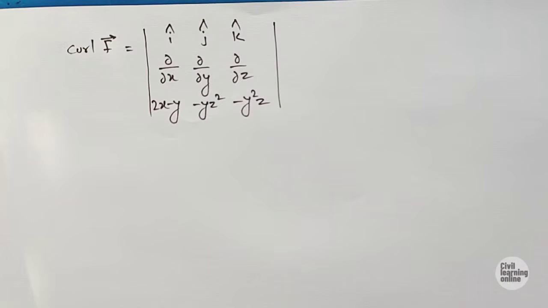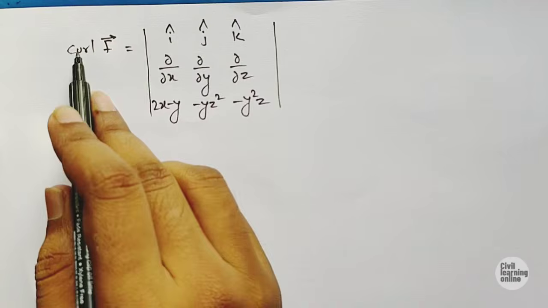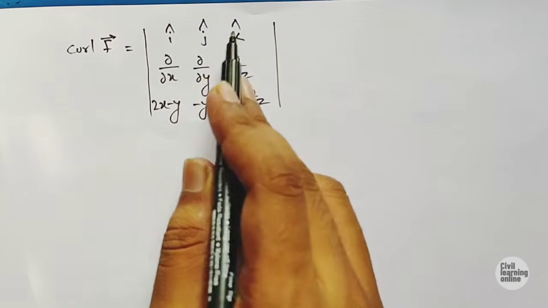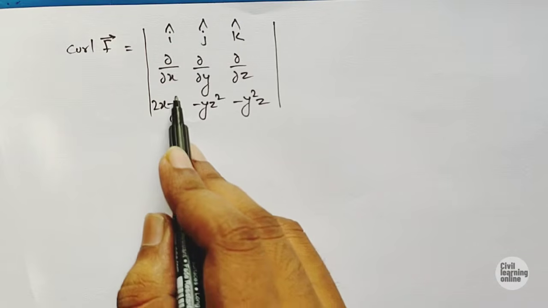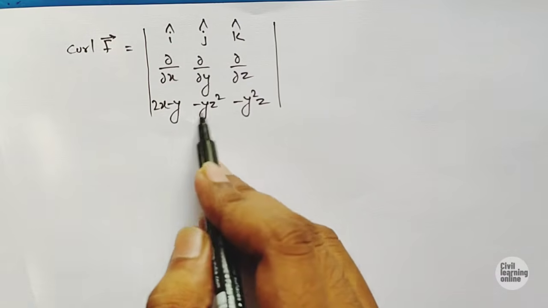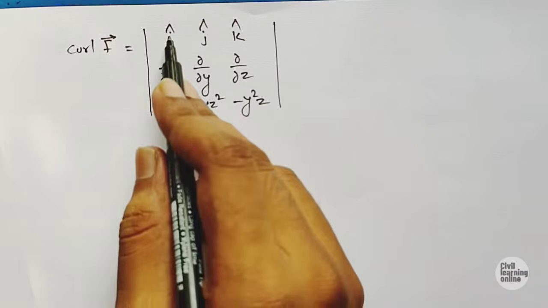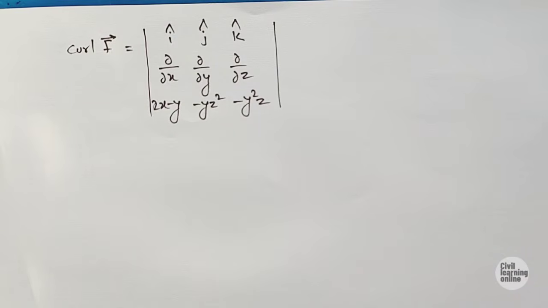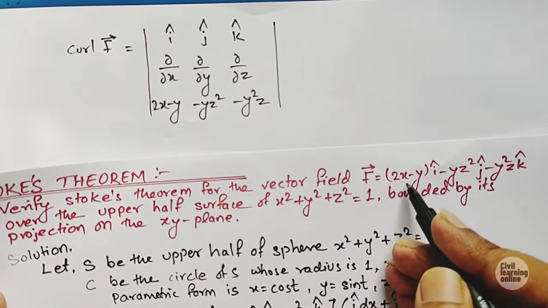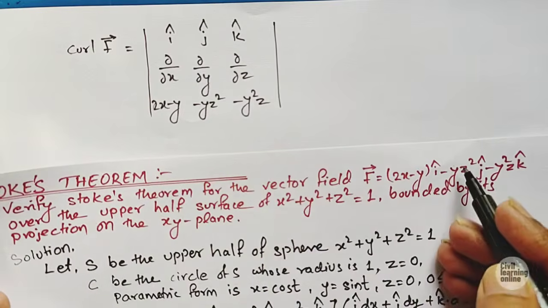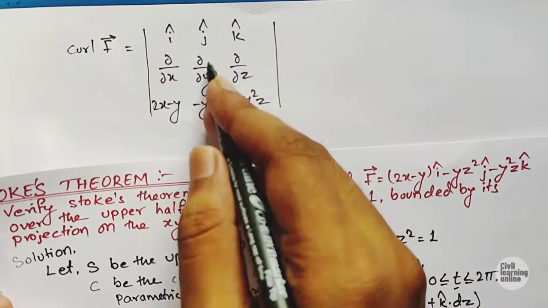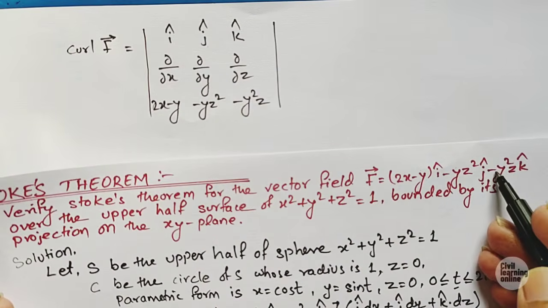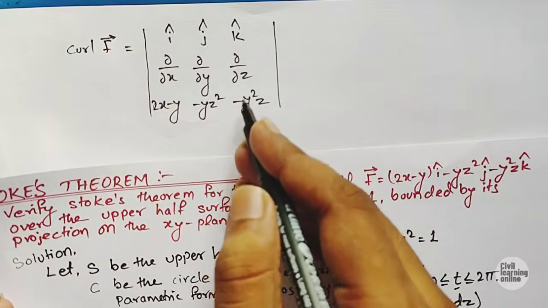So for doing curl, we need to find the curl of F vector in this manner: i, j, k, del by del x, del by del y, del by del z, and the coefficients of i, j, k from the equation which we are provided in the numerical. See here, I am going to show you. Here is the coefficient of i, and the coefficient of j is minus yz squared, so it is written below the j. Similarly, the coefficient of k is minus y squared z, written below the k.